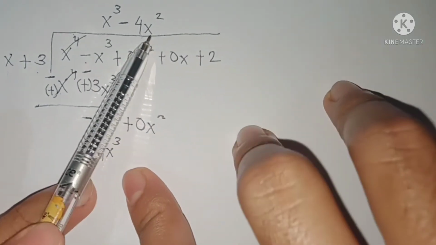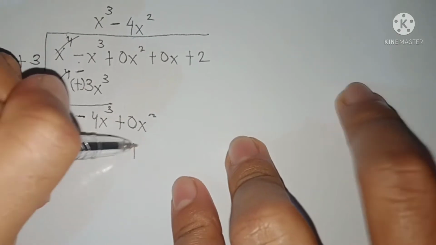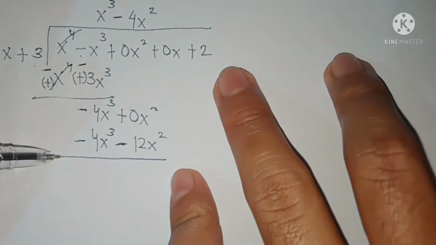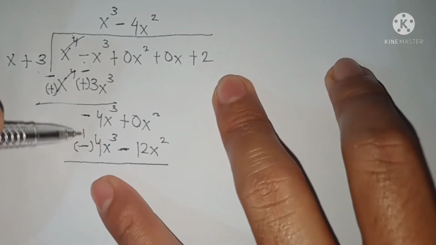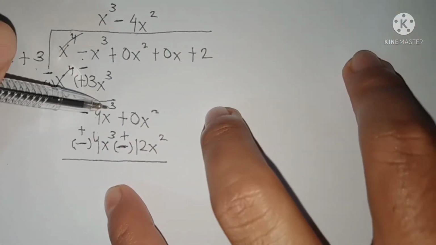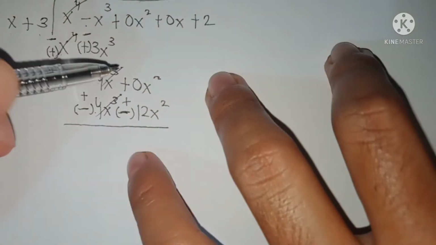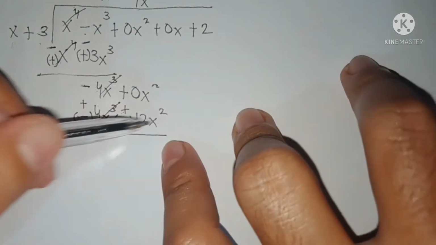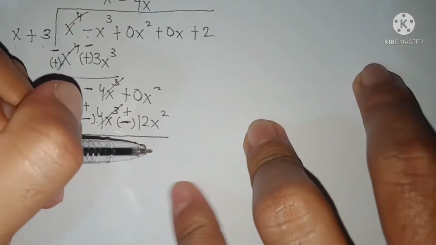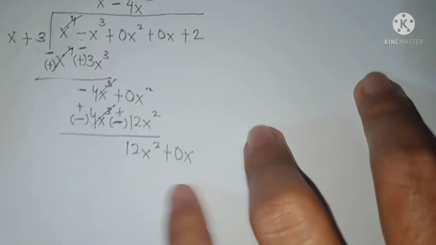Negative 4x squared times positive 3 is negative 12x squared. Change the sign from negative to positive. And then negative 4x cubed plus positive 4x cubed is 0. And then 0x squared plus positive 12x squared is simply positive 12x squared. And then bring down 0x.